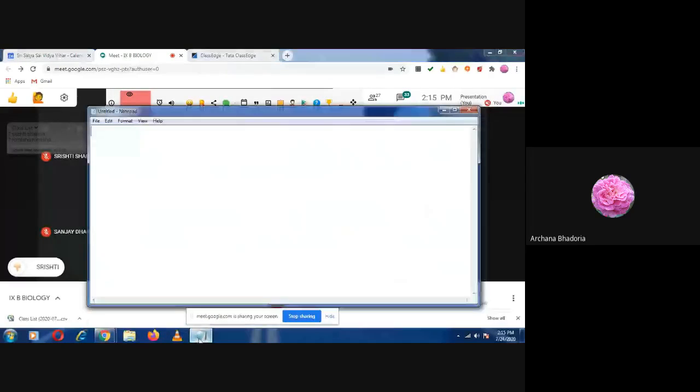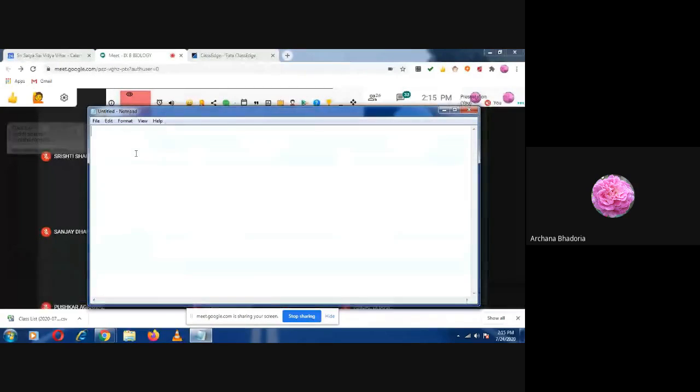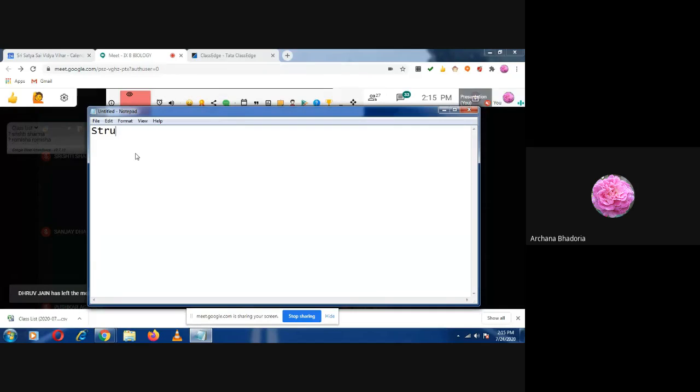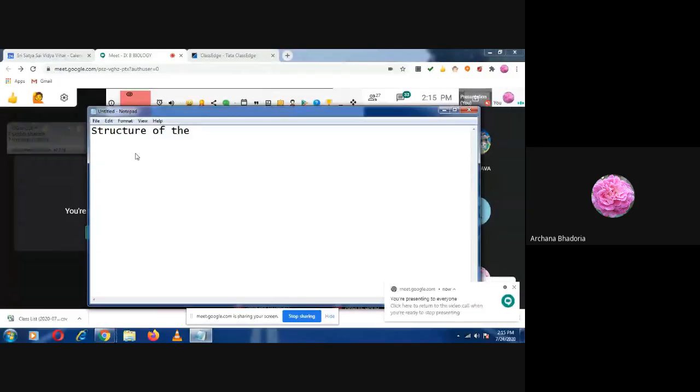Okay, so now we will start with the structure of the cell. Write down in your notebook: structure of the cell. Can you all see everyone? Yes, ma'am. So today we are starting with the structure of the cell.